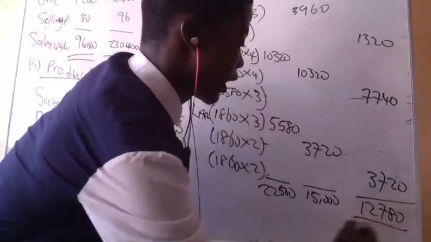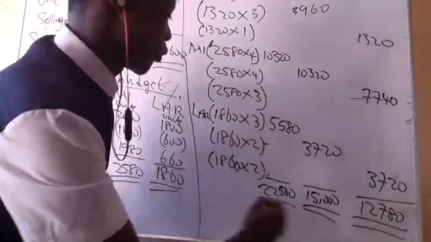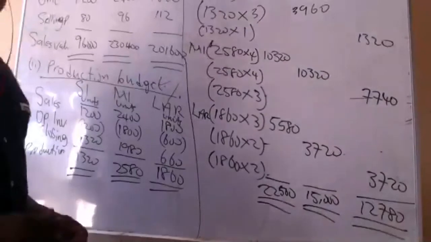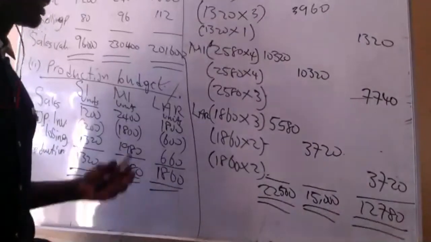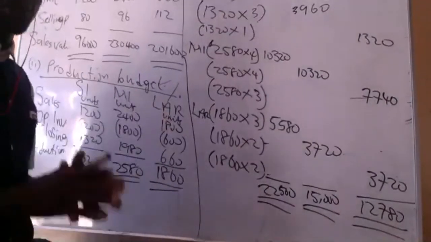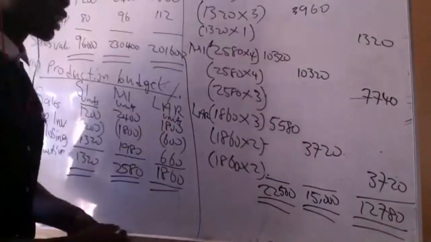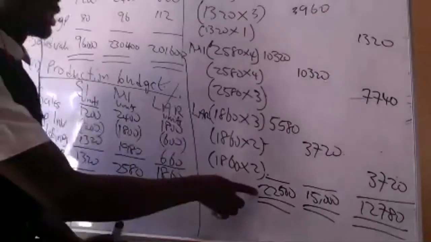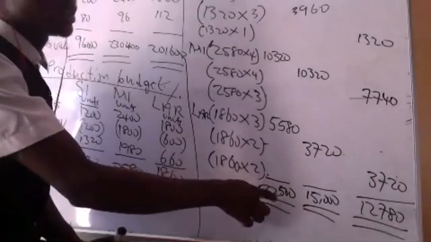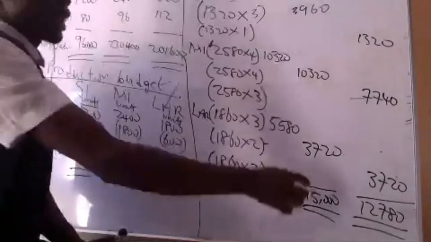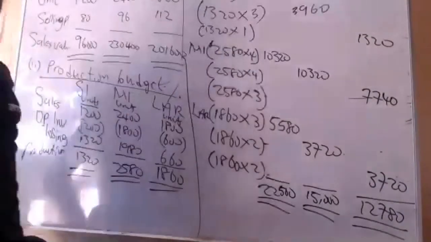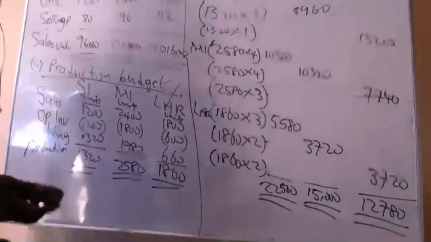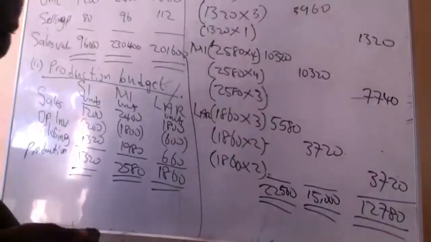12,780, and that's the end of the game. 11, one more, then we are done. So this is the material research budget. This is the total material they are going to use or they will need. They need 22,500 of MA, this of MB and that of MC. So that is good. Can we move on or do you have questions?